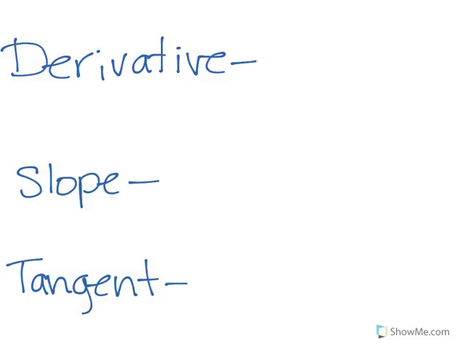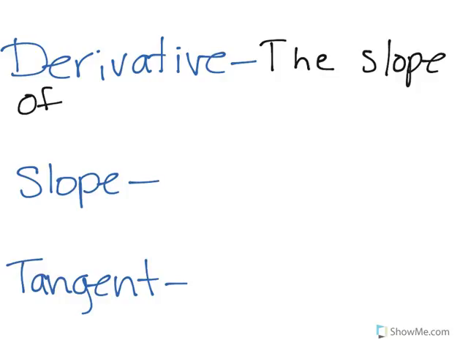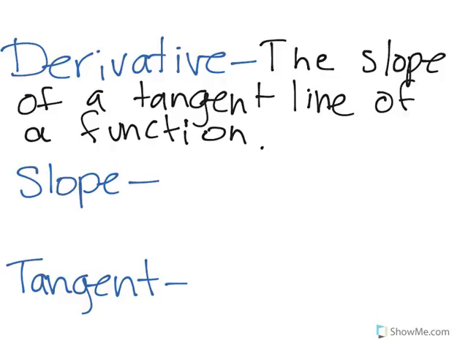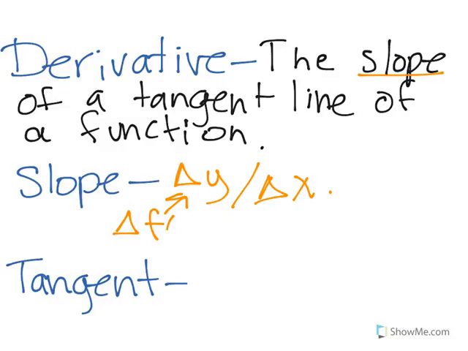So now, the definition of a derivative is the slope of a tangent line of a function. But there are some words that maybe you are not very familiar with. For example, the slope, I know you're familiar with, but as a reminder, it's the change in y over the change in x. The change in y can be thought of as the change in f of x, the change in the result as you traverse along the function.